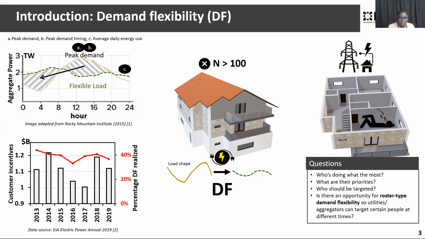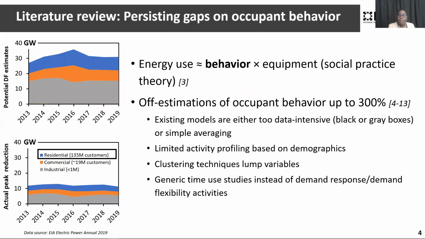How do we tackle this problem? What if we understand DF customers or who is doing what the most and when? What do people prioritize when it comes to demand flexibility? Should there be a roster? Could we get better participation? So notice that we focus on residential buildings in this study. This is a sector that consumes over 20% of the electricity generated with over 135 million customers.